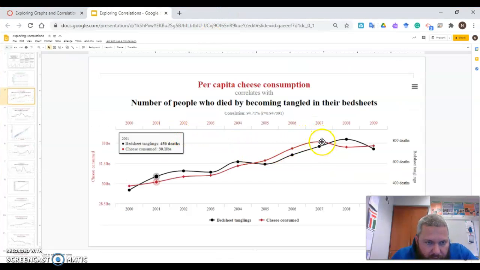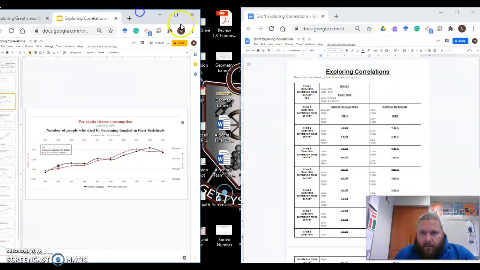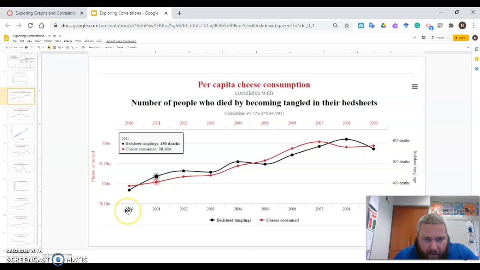Red 2000, that looks to be about 33 pounds at the highest. So if we go back in here, we're going from 29 to about 33 in our cheese consumption. Now our x-axis here, which was years, so we do want to make sure we replace that based on those. So that looked like we were going from about year 2000 to 2009.